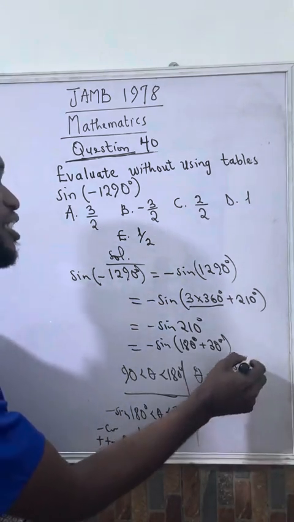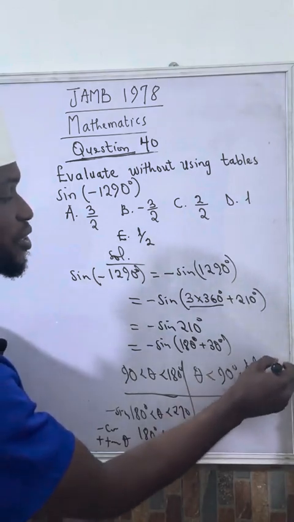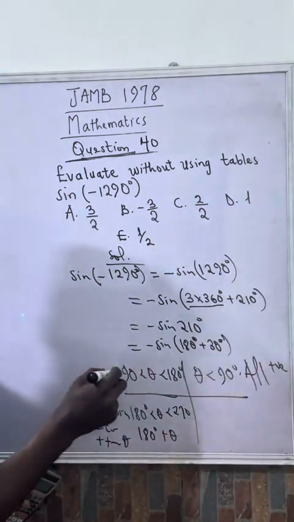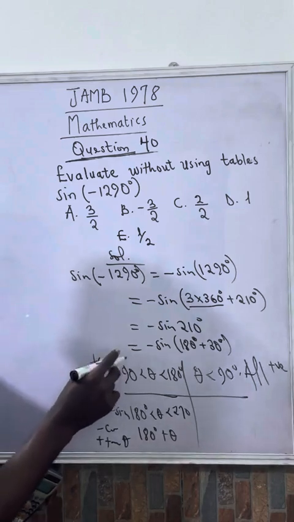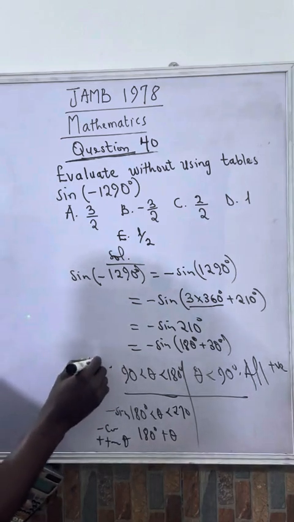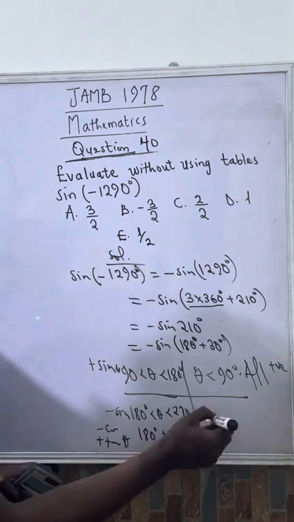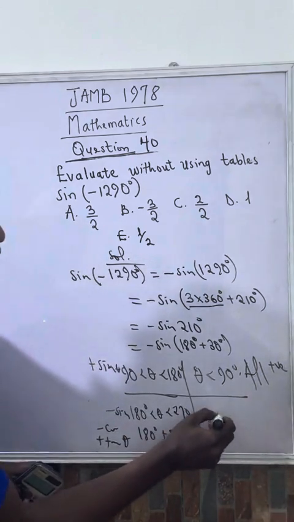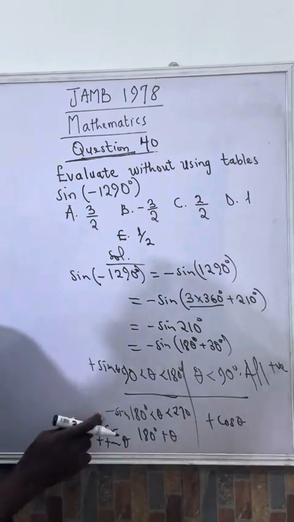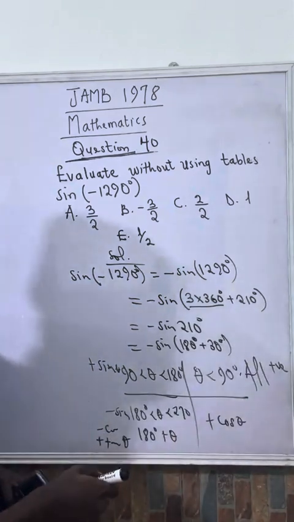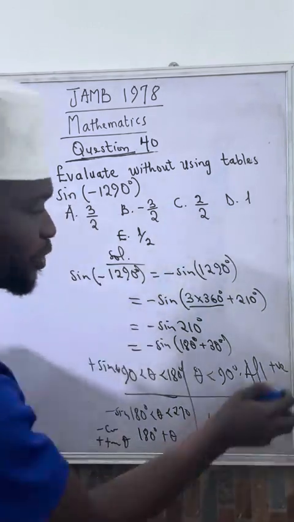In the first quadrant, everything is positive. At the second quadrant, only sine is positive. In the fourth quadrant, only cosine is positive. But we have negative sine here in the third quadrant. So this fact will help me complete my solution.